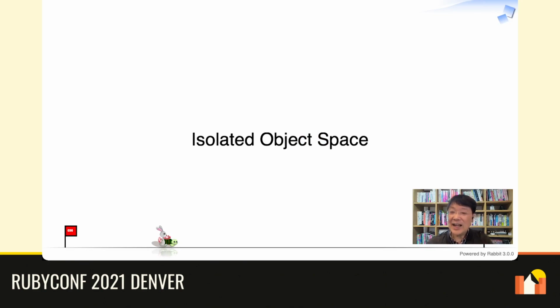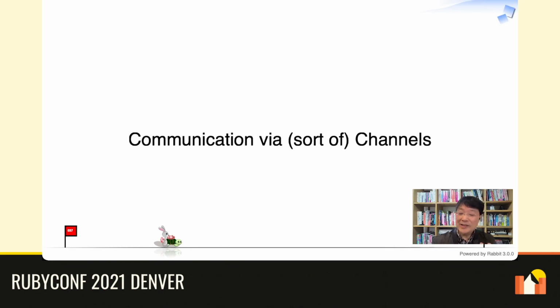The Ractors are kind of isolated object spaces, a separated execution body. So the object spaces are isolated from each other, and each Ractor can execute asynchronously. But when they need to communicate, they can share information via channels.